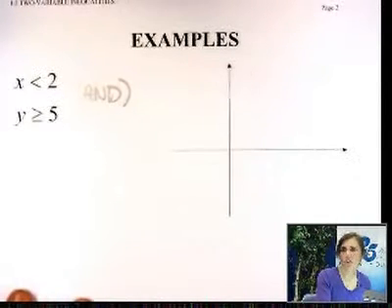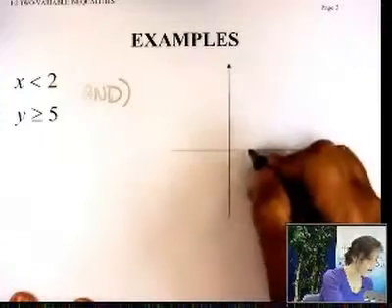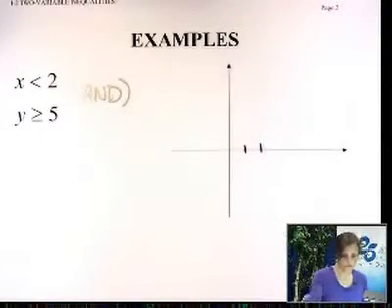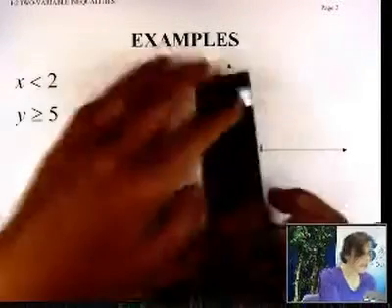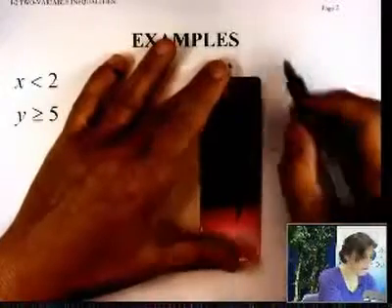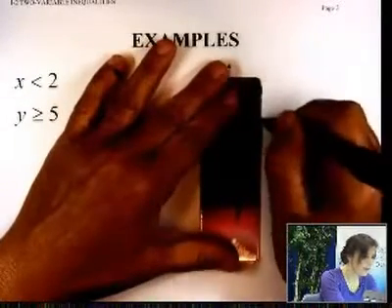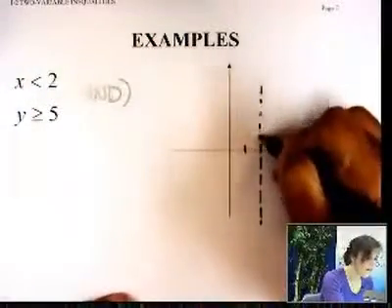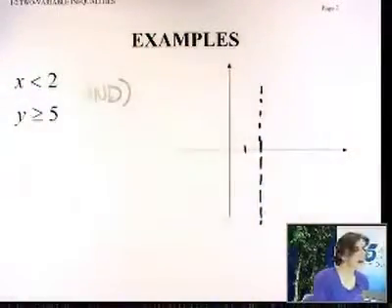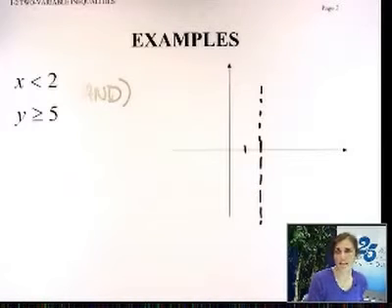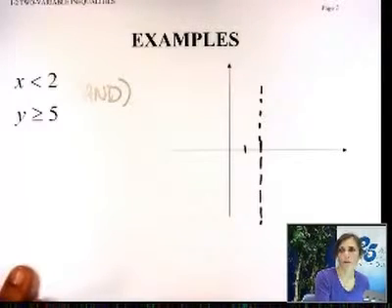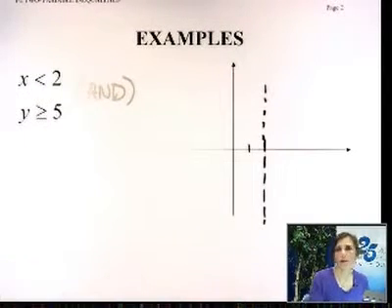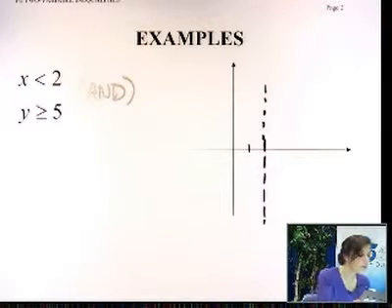X is less than 2. How does that work? 1, 2. X is less than 2. Here's my 2. I'm going to make it dotted to start with because I do not have an equal. If it is an equal, I do a solid line.